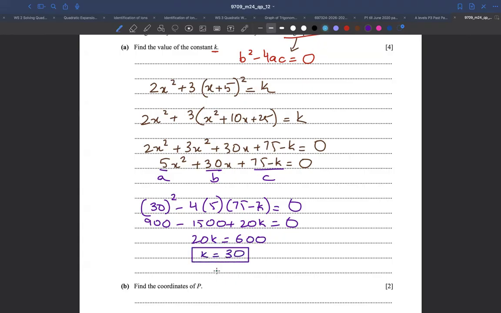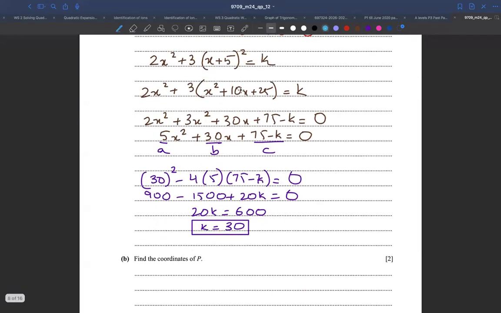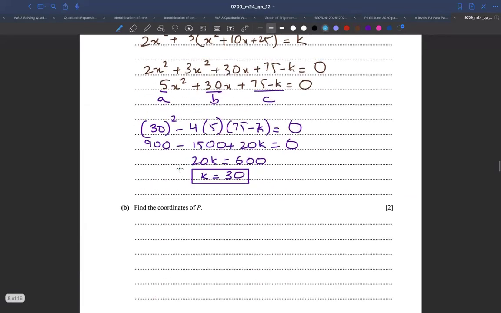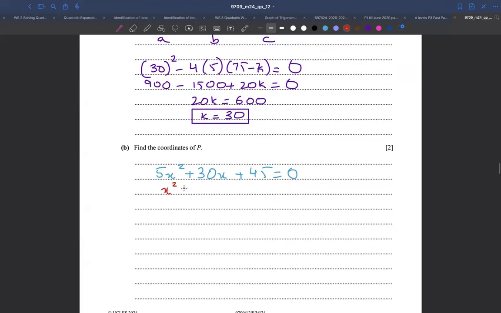Once you have the value of k, to find the value of p, we are simply solving this equation, right? What was the equation? 5x square plus 30x plus 75 minus 30, what will that become? 45 plus 45 equals 0. We get the value of x from here, put it into the equation, get the value of y. You can use your calculators, but if I divide this equation by 5, I will get this, or I will get x plus 3 and x plus 3. So x equals minus 3 will be my only answer.